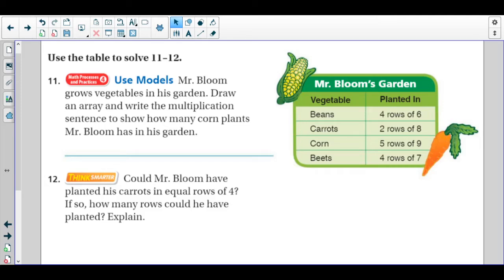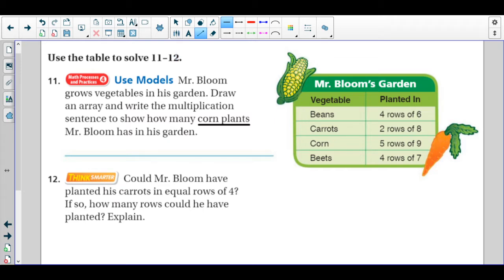All right, more array work. We're going to use Mr. Bloom's garden for answering 11 and 12. So Mr. Bloom grows vegetables in his garden. Draw an array and write the multiplication sentence to show how many corn plants Mr. Bloom has in his garden. All right, we're looking at corn plants. So we're going to draw the array and write the multiplication sentence.